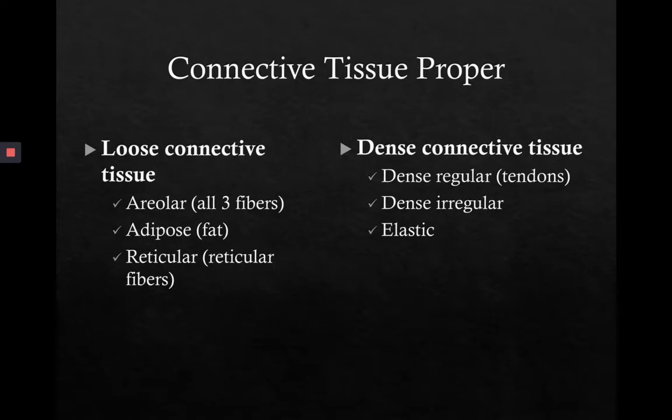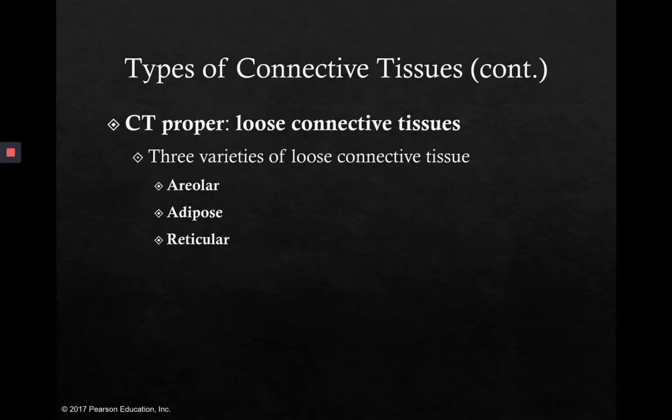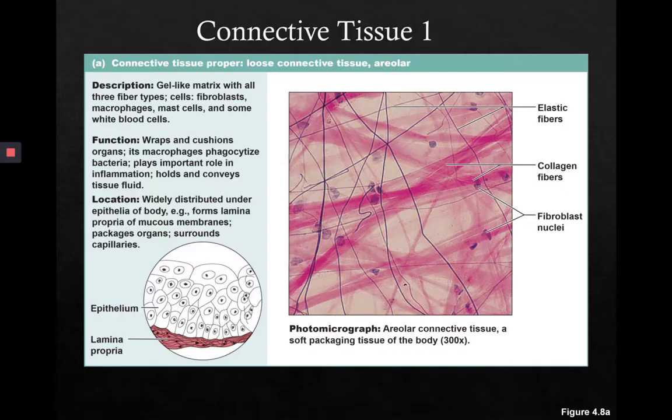So again, we'll start with loose connective tissue, which will go over areolar, adipose, and reticular connective tissue, and then finish with dense irregular, and elastic connective tissue. Areolar connective tissue contains all 3 fiber types. Adipose tissue is fat cells, so it basically is made up of adipocytes and creates fat tissue, and reticular loose connective tissue is going to contain reticular fibers.